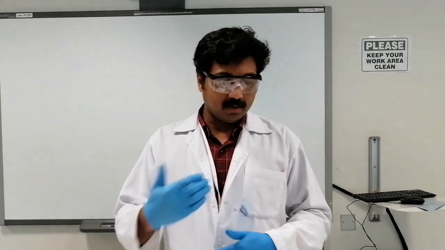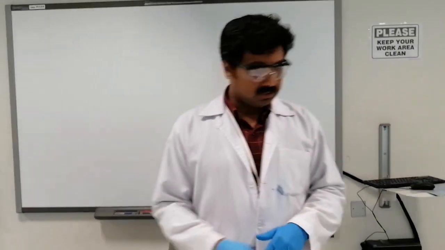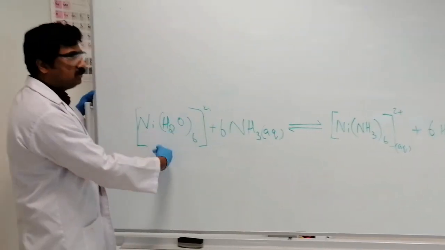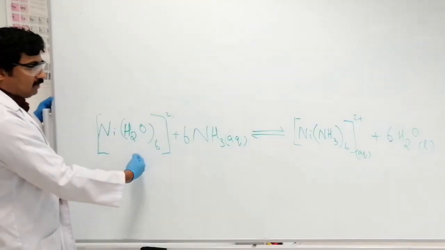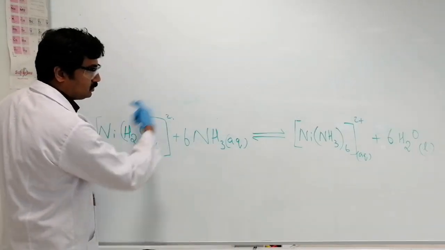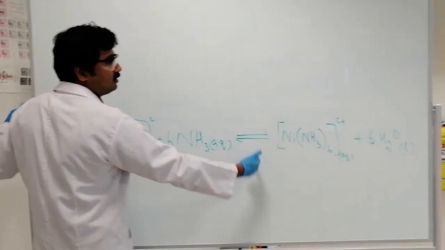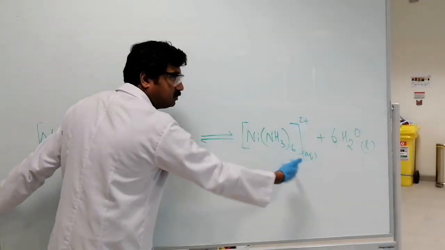Okay, so now we are going to do another equilibrium between an aqueous solution of nickel and ammonia. So the reaction is, you can see on the blackboard, just like this. We have the nickel hexaqua, this is the aqueous solution of nickel. We react the solution with ammonia. So once the reaction takes place, you will get the nickel amine complex in the solution.